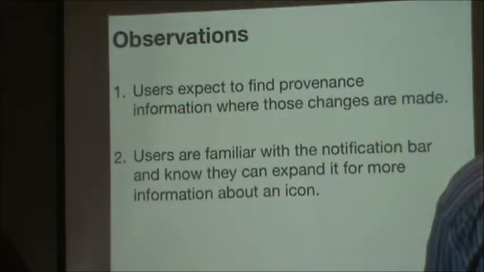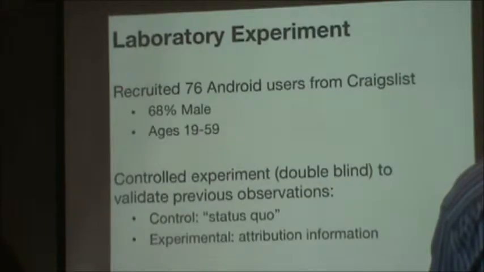So the observation from this was that users expect to find the provenance information where those changes originate. So for wallpaper changes, they all went to the settings panel and looked at the wallpaper, even though no attribution mechanism actually exists there yet. And for the data usage, they understand to go to the settings panel as well. They're also familiar with the notification bar and know that they can use this to yield more information.